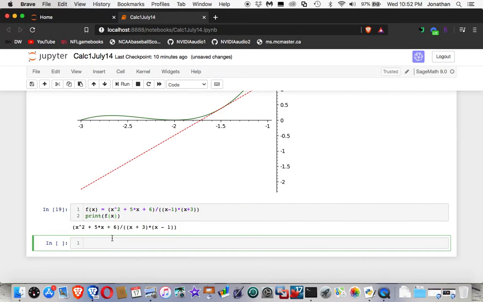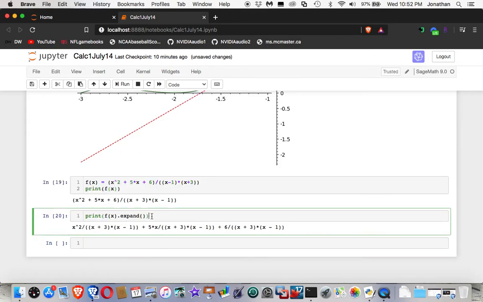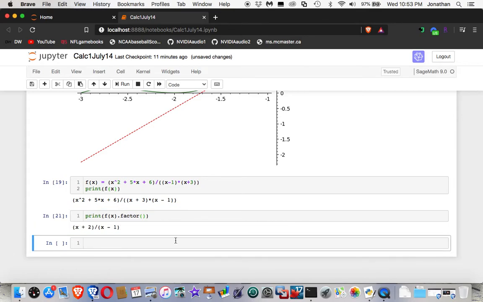Okay, and if we wanted, we could print fx.expand, so that should expand out my denominator. It expanded it out too much. That is one thing to be wary of: sometimes when you expand, computers are kind of dumb and they do bizarre things like this. Or we could factor it and cancel the x plus 3 factor in the numerator and denominator, and get x plus 2 over x minus 1.